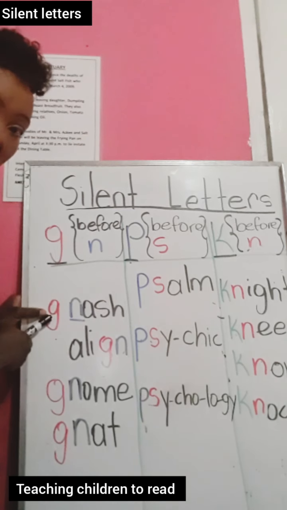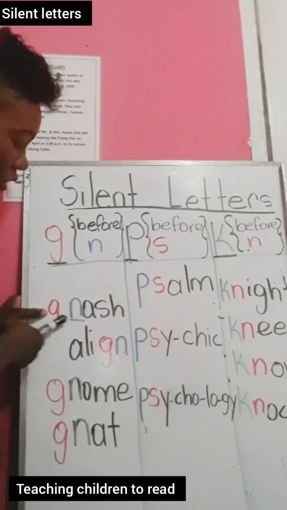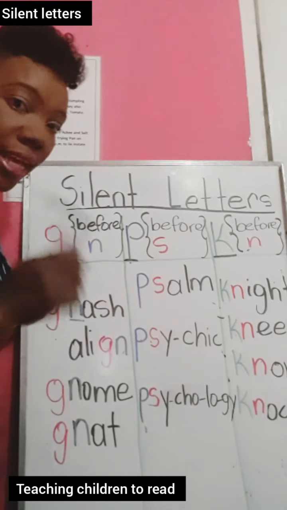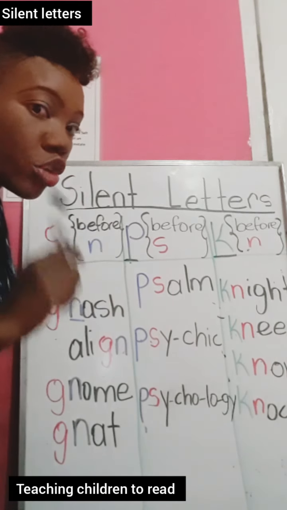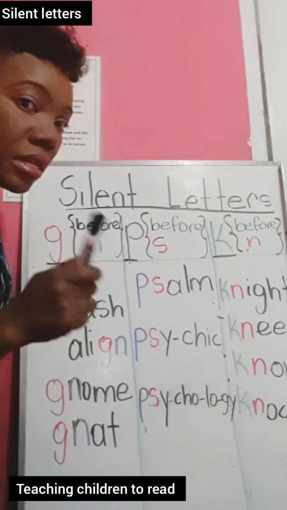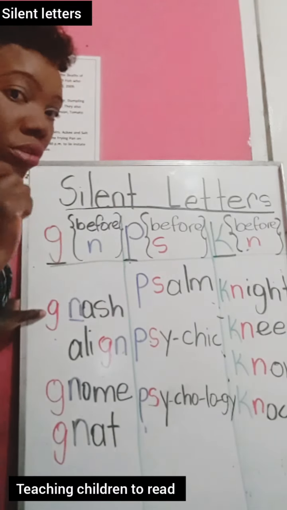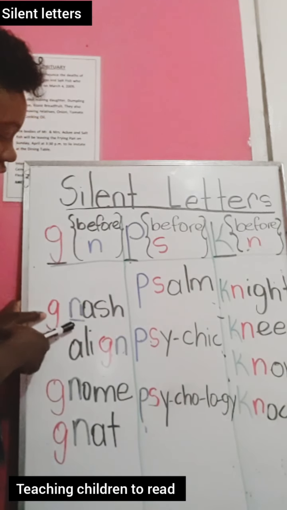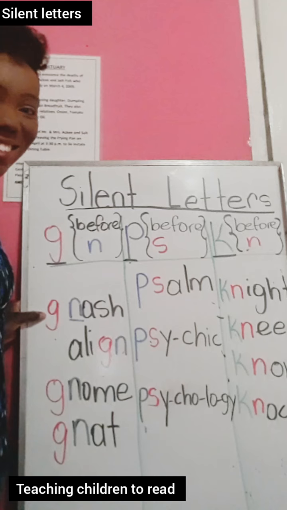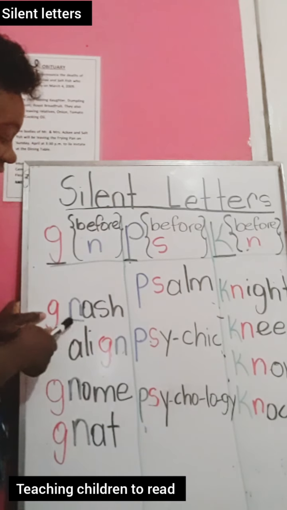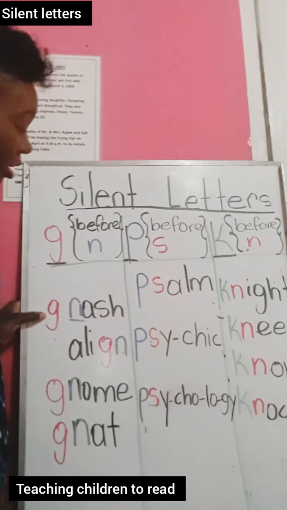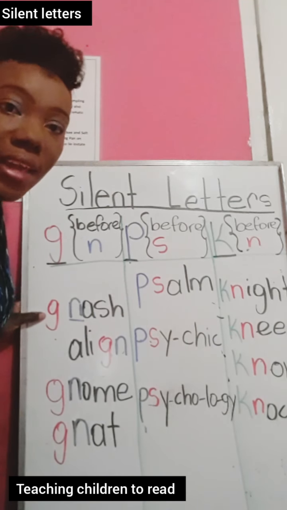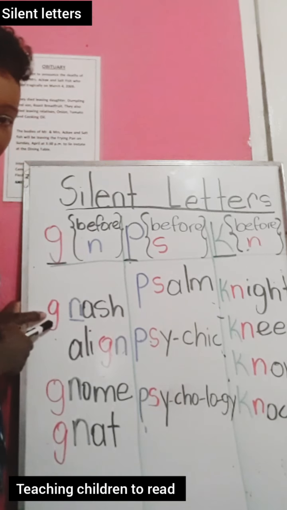So you don't call the sound, you don't say G. You don't say gunash, because the G is silent. The N is telling the G, don't talk. You're silent. When you see me before you, do not talk. So you're not going to say G, you're just going to say nash, because the letter N is there beside it.